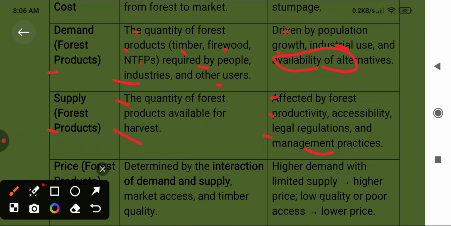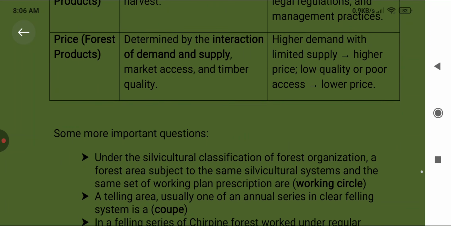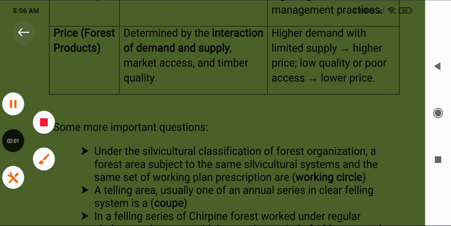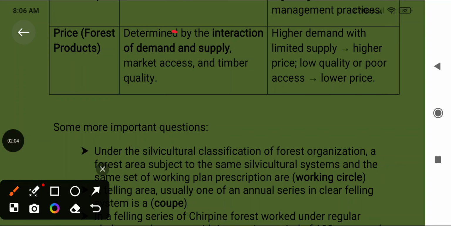Then price: the price of forest product is determined by the interaction of demand and supply, market access and timber quality. Higher demand with limited supply means higher price, and low quality or poor access means low price.